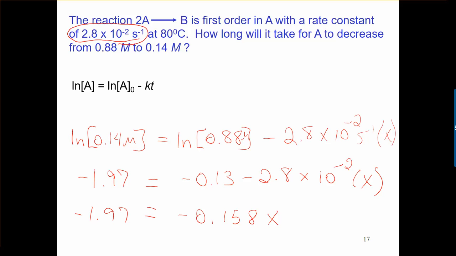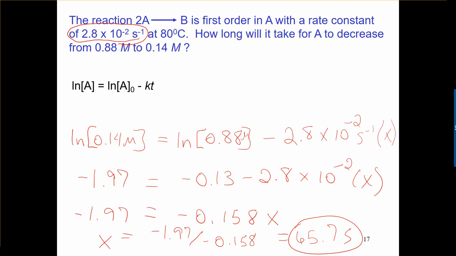The time. So x equals negative 1.97 divided by negative 0.158. Okay, so what's x here? 65.7 seconds. That's what we want for our time. That's how long it's going to take.